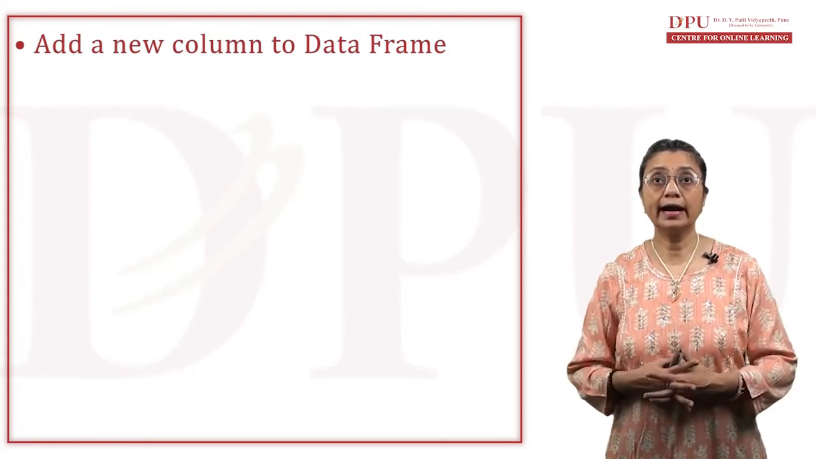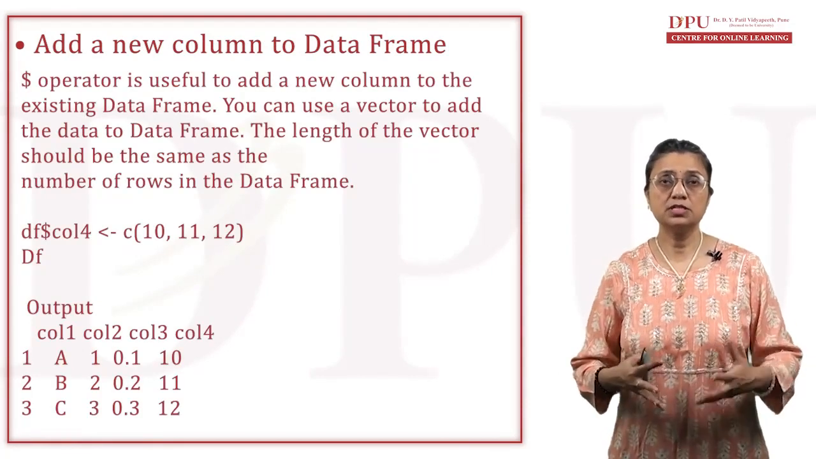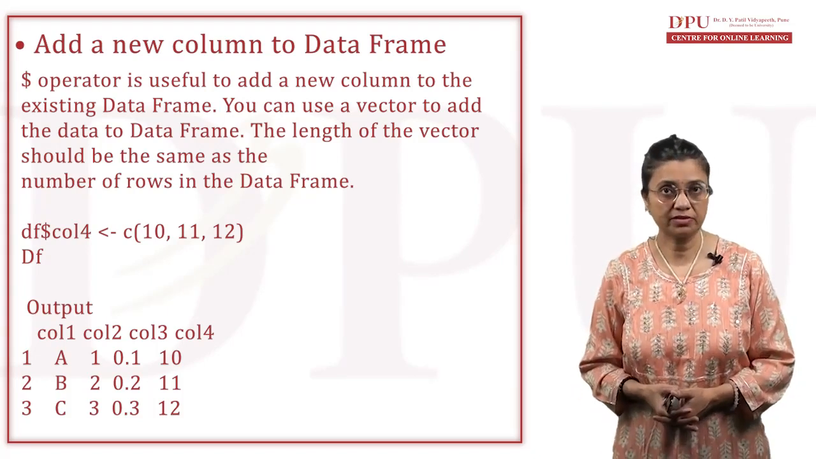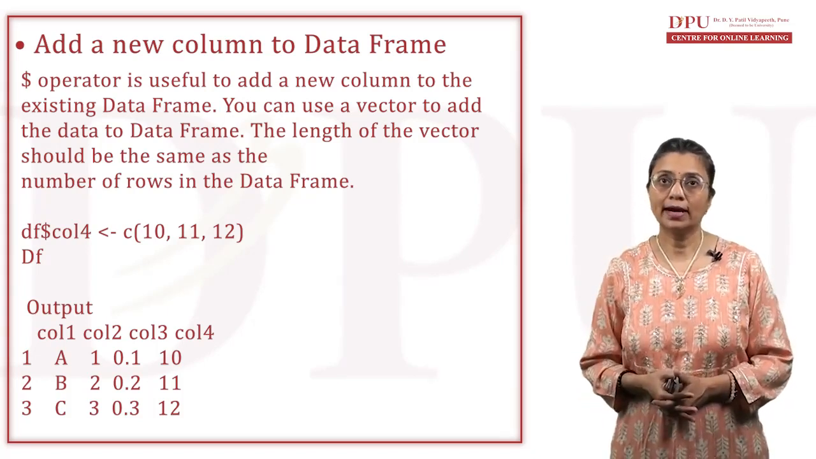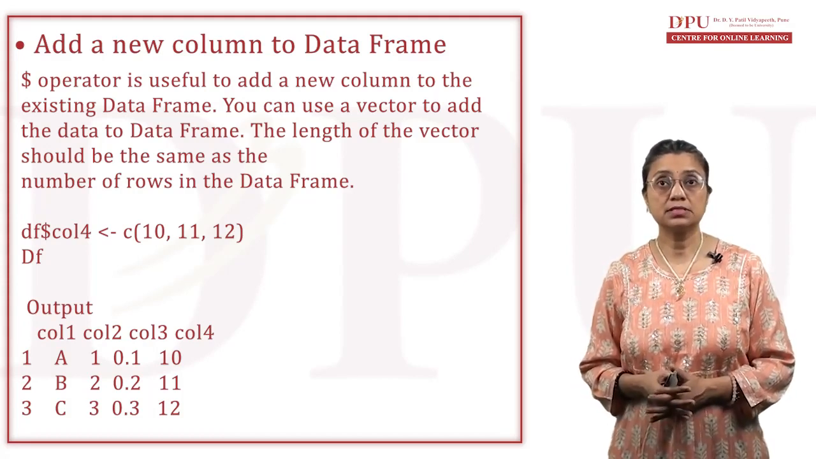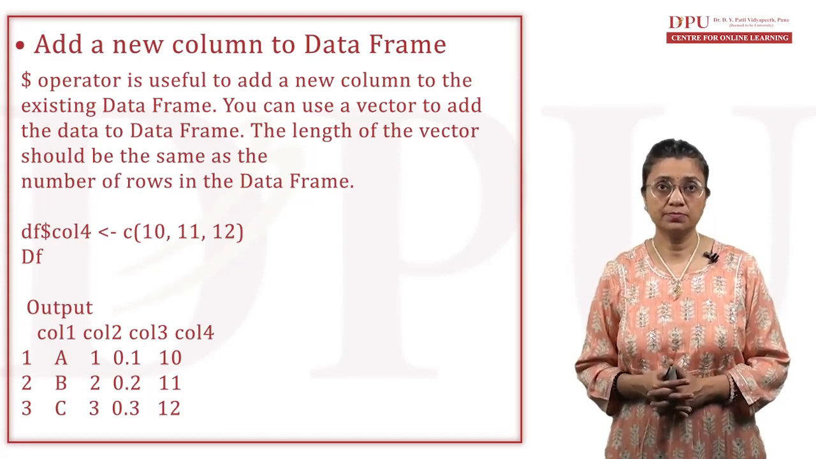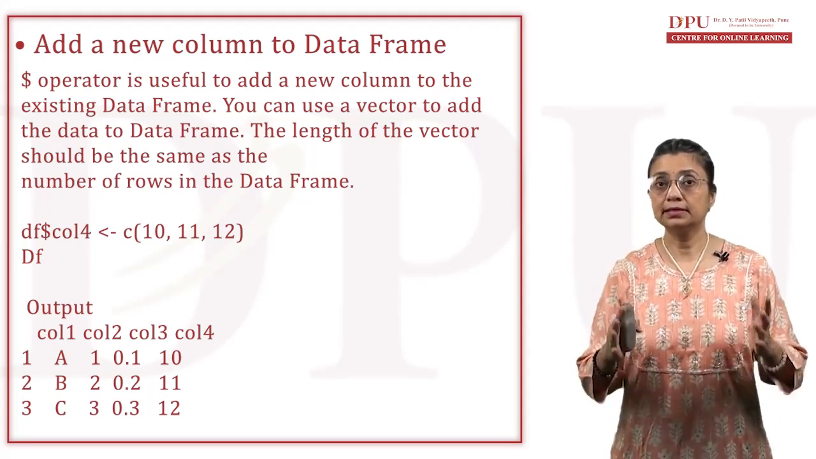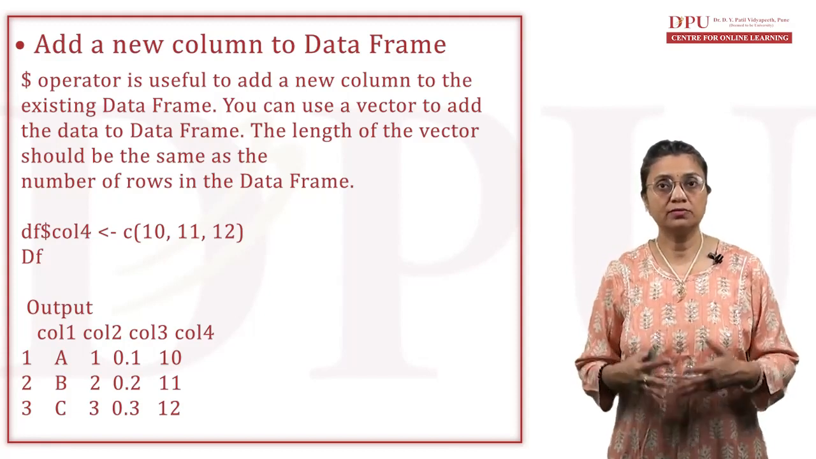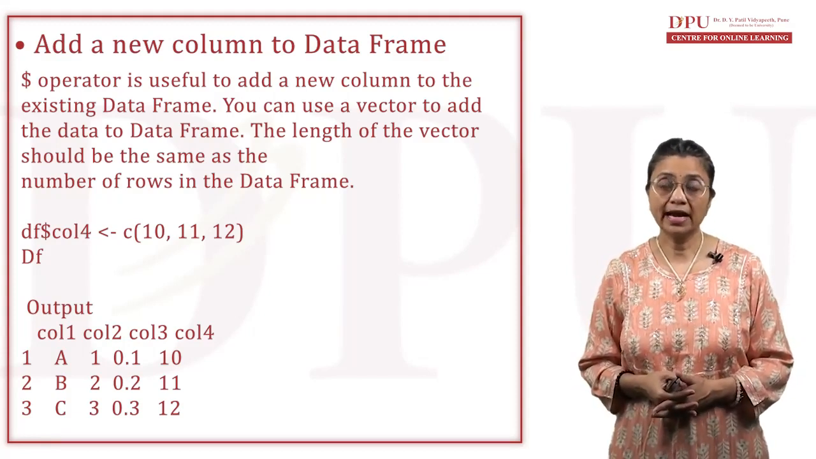Now, how can I add a new column to a data frame? You can see over here, the dollar operator is useful to add a new column to the existing data frame. You can use a vector to add the data to the data frame. The length of the vector should be the same as the number of rows in the data frame. So you can see in the output, column 1, 2, and 3 were there and column 4 is also added, which is the new column which I have added.